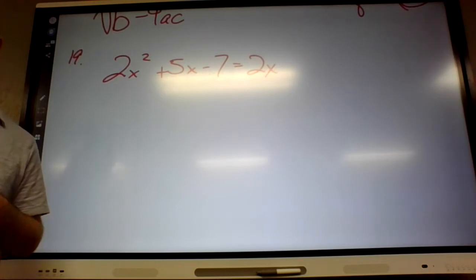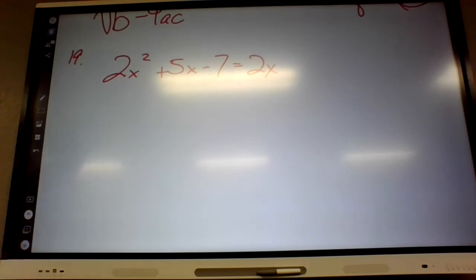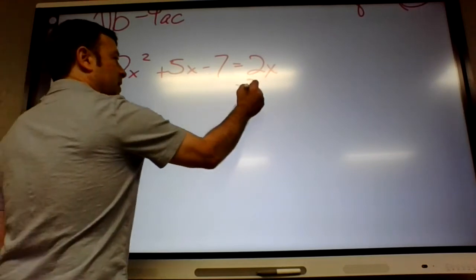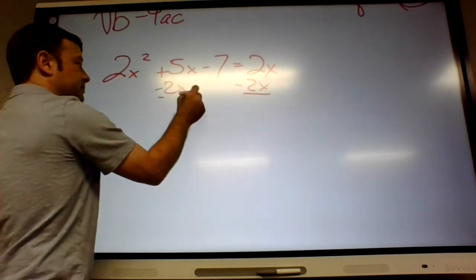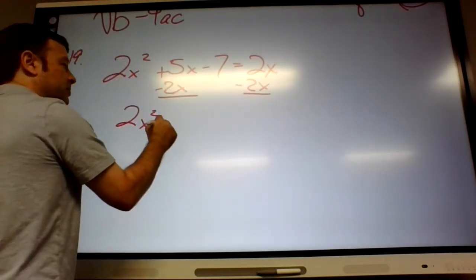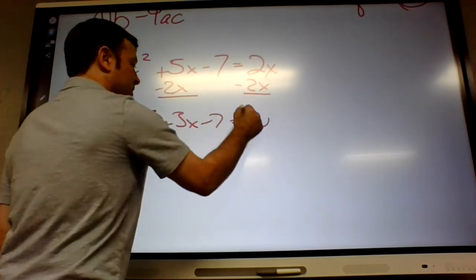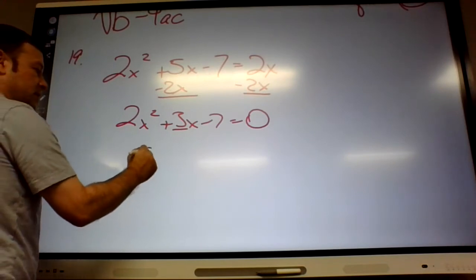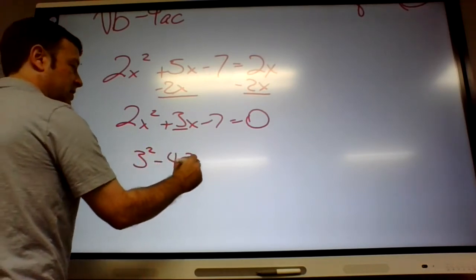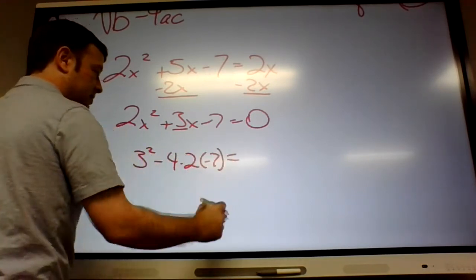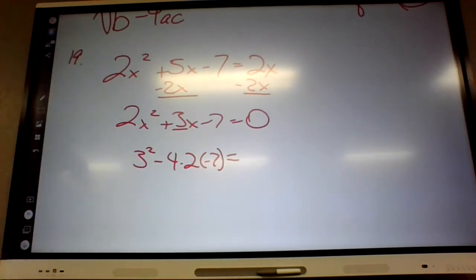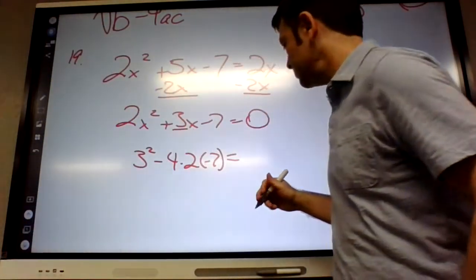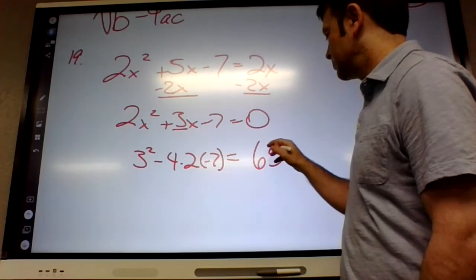You just bring it down. Okay, so minus the 2x on this one, right? We got 2x squared plus 3x minus 7. So that's your a, b, and c. So b squared minus 4ac. It'd be, what is it, 9 plus 56. 65.